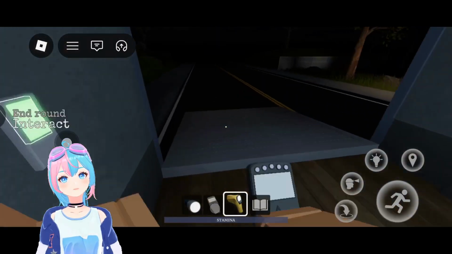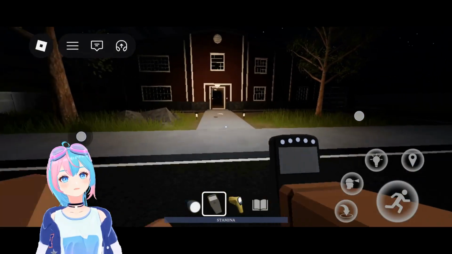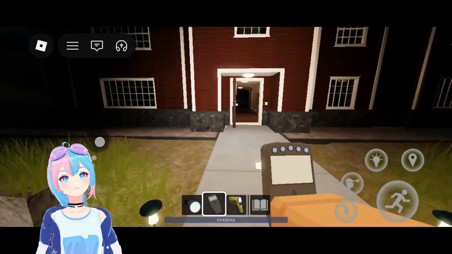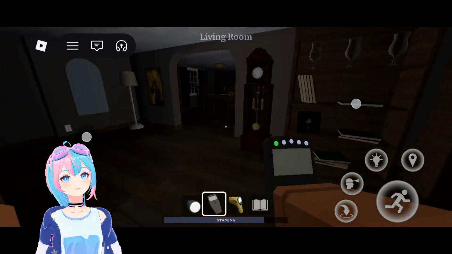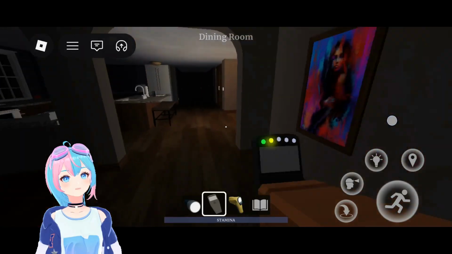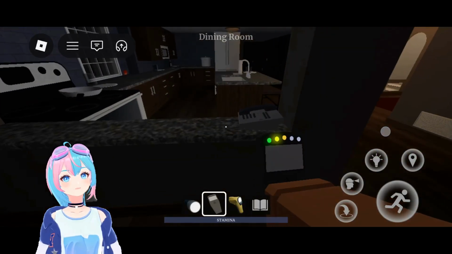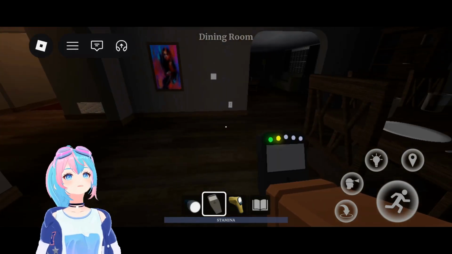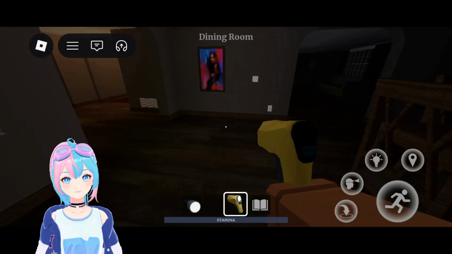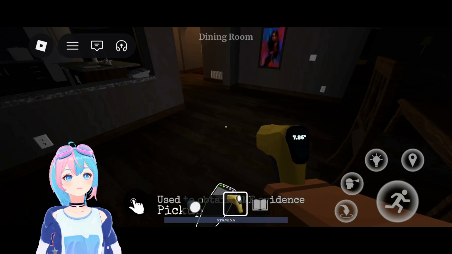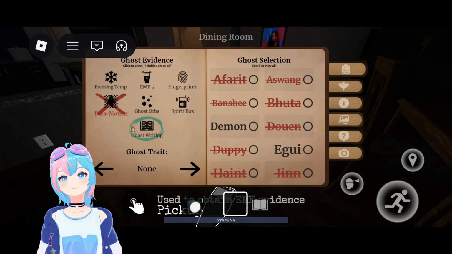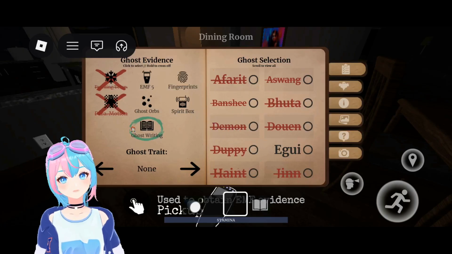Anyway, we just built the EMF Reader and Thermometer. We're going to find the ghost room. Amy already found the ghost room. No EMF yet. What about the temperature? It's not negative, so it's freezing temperature for sure. Now, freezing temperature. We're going to cross that.